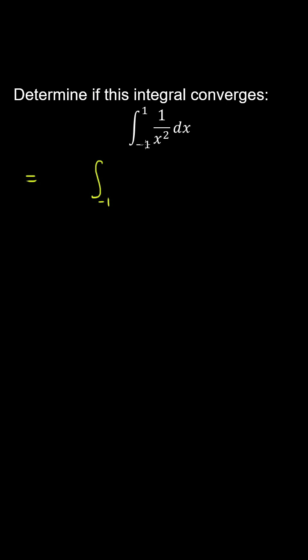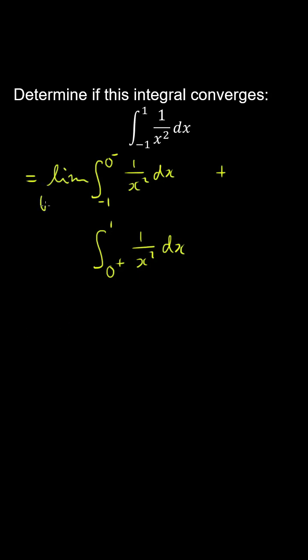So we evaluate from minus 1 to 0 from the left hand side, and then plus the integral from 0 from the right hand side to 1. And because these are improper integrals, because the integrand goes to infinity when we sub in 0, we use dummy variables. So in other words, we take the limit as a dummy variable goes to 0, and replace this limit of integration with the dummy variable. And we do the same for this integral.